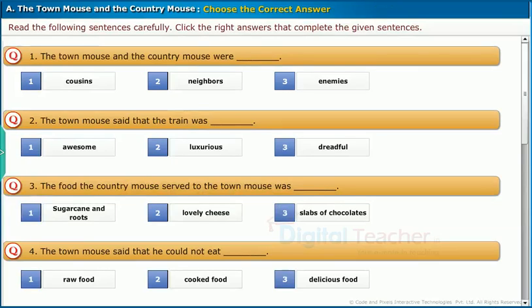Let us do an activity to check your memory. Read the following sentences carefully. Click the right answers that complete the given sentences.